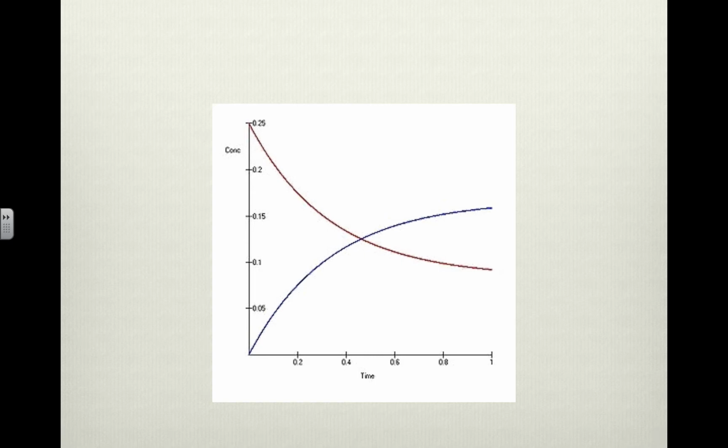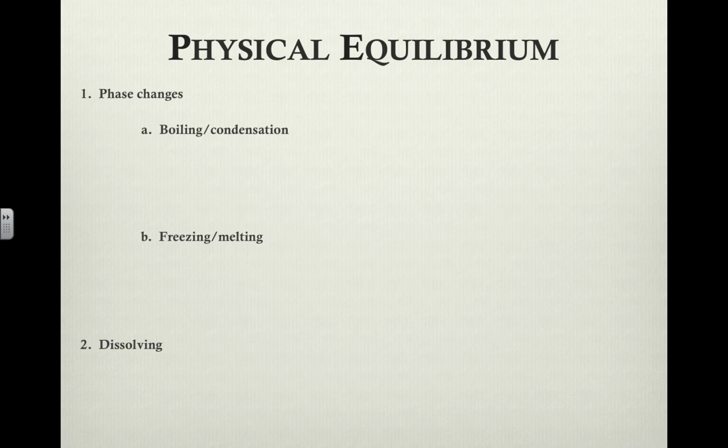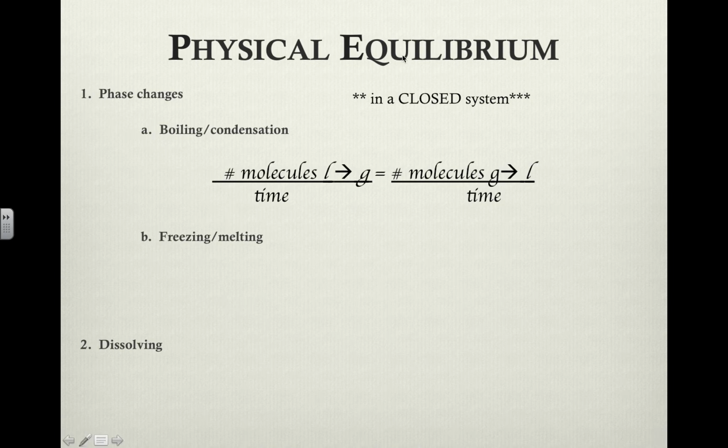So let's look at some examples. Okay, phase changes. When you're right at the boiling point of a liquid or the freezing point, you actually have an equilibrium system potentially going on. Okay. So if we're right at 100 degrees Celsius and it's a closed container, we're going to have equal rates of boiling and condensation. So this is in a closed system, can't just all evaporate. And so you'd have this rate, however many molecules are going from a liquid to a gas per unit time, is equal to the number of molecules that are going from gas to liquid per time. Okay, so there's no net change.